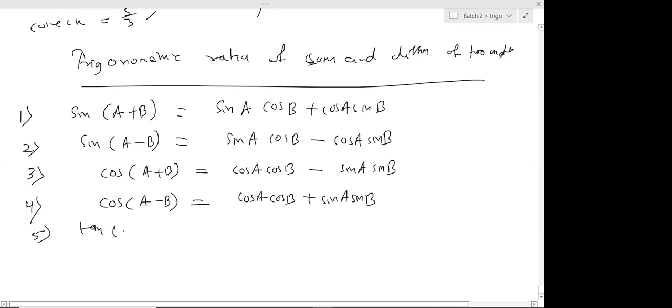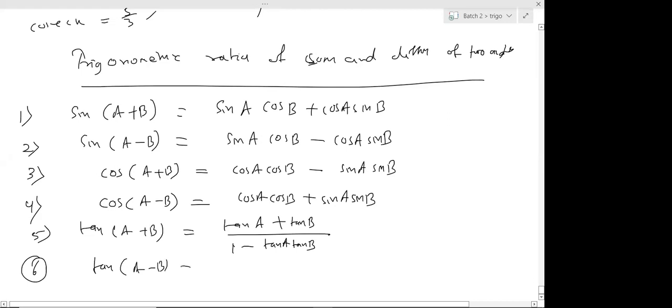All right. Tan A plus B, tan A plus tan B upon 1 minus tan A tan B. Tan A minus B, tan A minus tan B upon 1 plus tan A tan B. All right. Write it down.